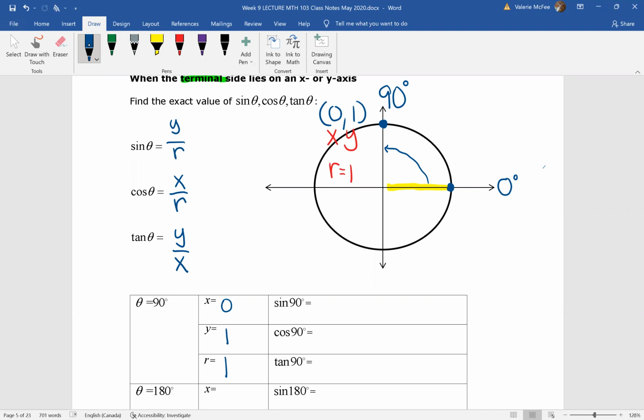Sine is Y over R. It equals 1. Cosine is X over R equals 0. Tangent is Y over X. This is undefined.